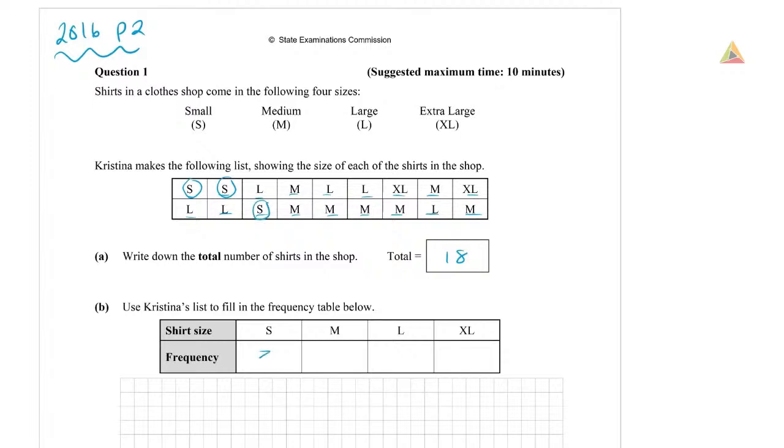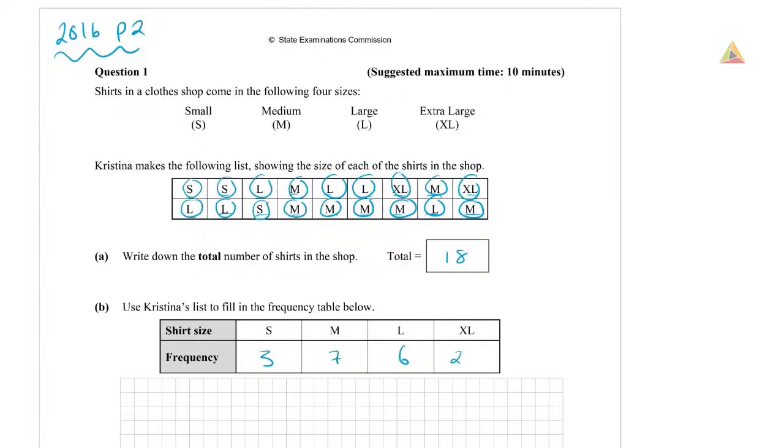So it's only 3 smalls. Let's look at the medium. So we've 1, 2, 3, 4, 5, 6, 7. So 7 mediums. Let's check how many large we have. So 1, 2, 3, 4, 5, 6 large. And finally extra large we have 1, 2.